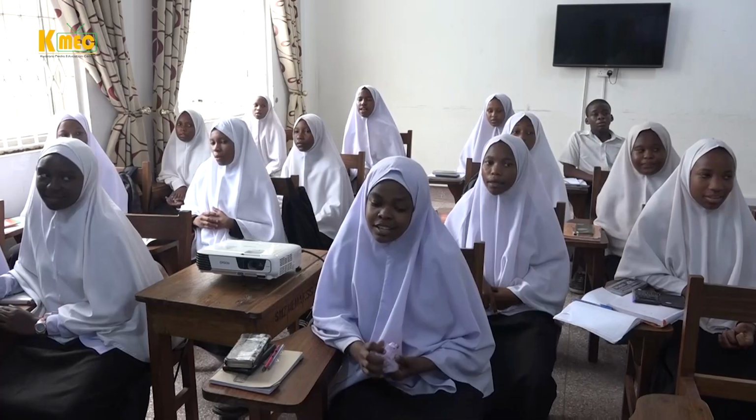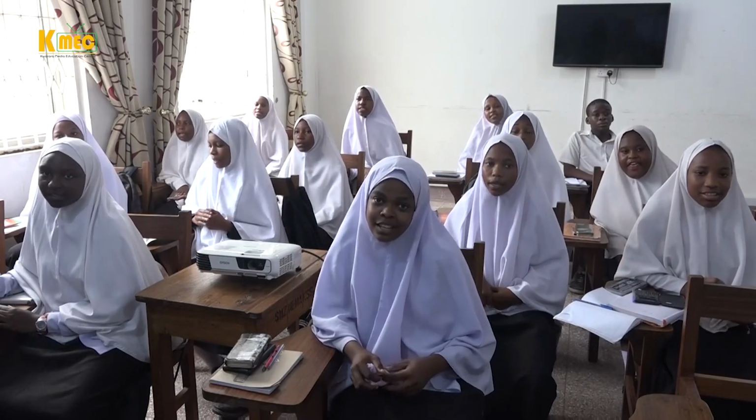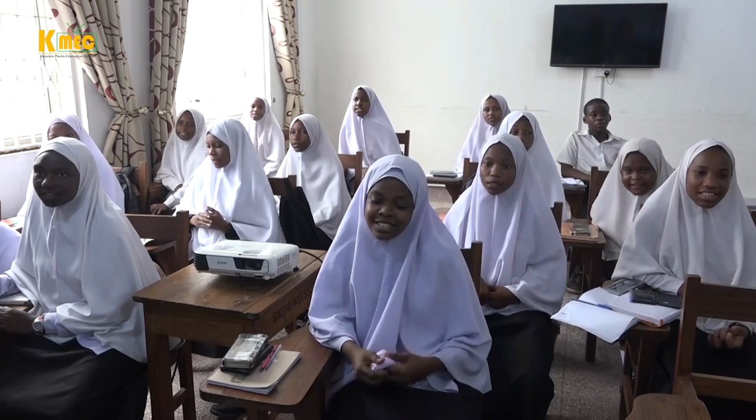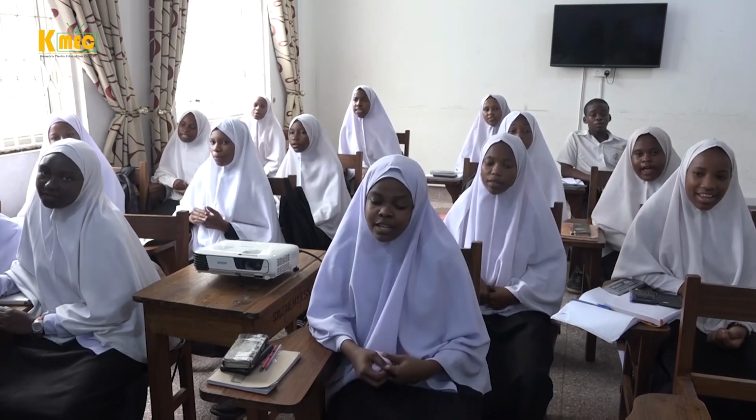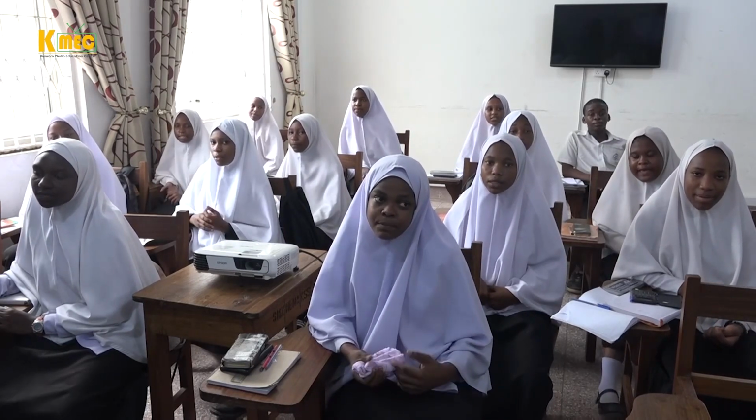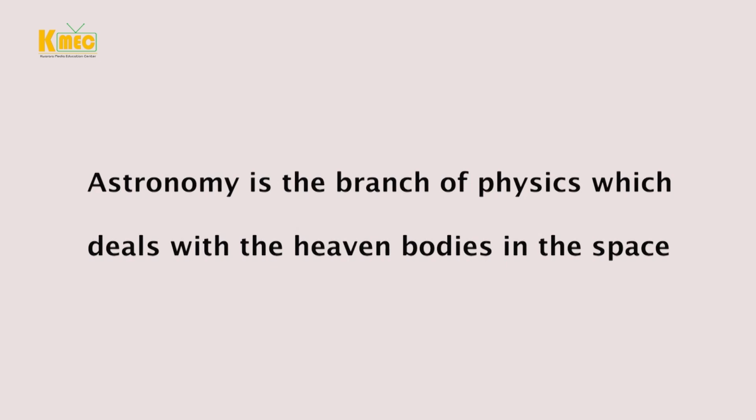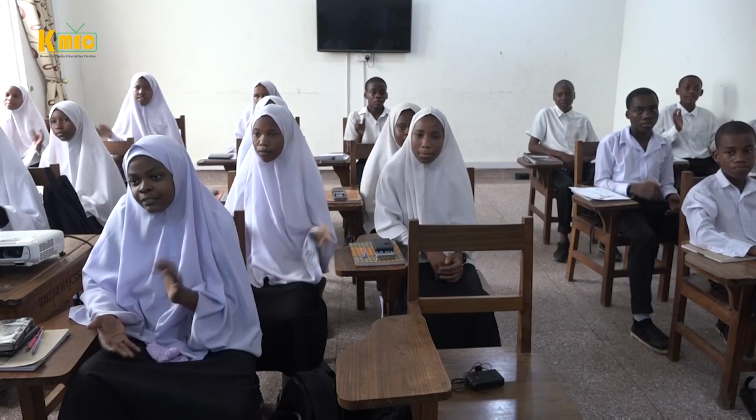Astronomy is a branch of physics which deals with heavenly bodies in space. Okay, now all of you. Astronomy is a branch of physics which deals with heavenly bodies in space. So here we have that answer: astronomy is the branch of physics which deals with the heavenly bodies in space. Clap for Fatma, please.